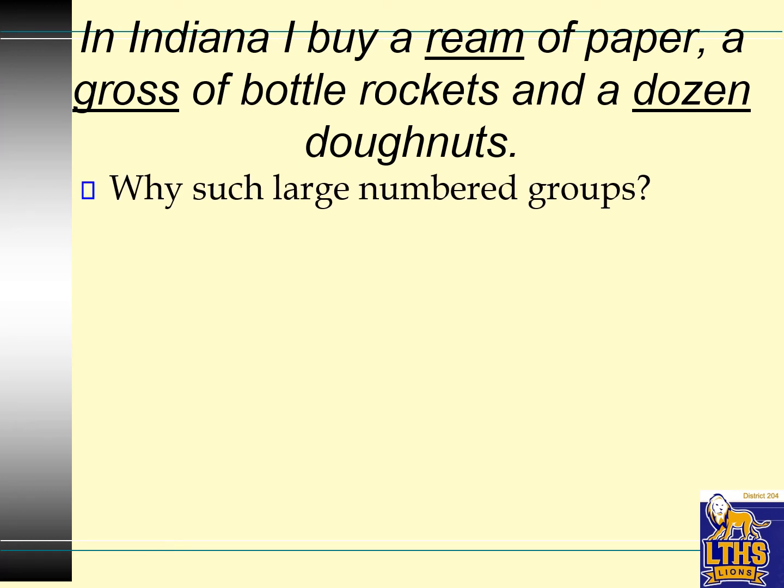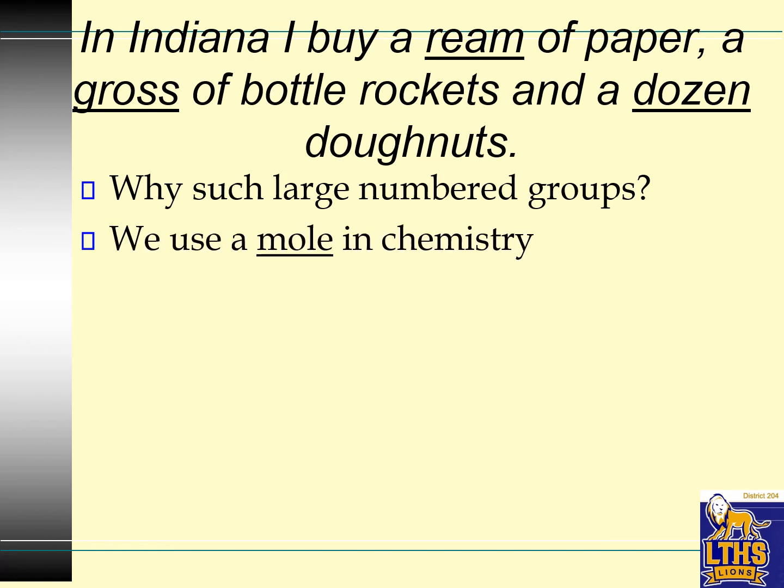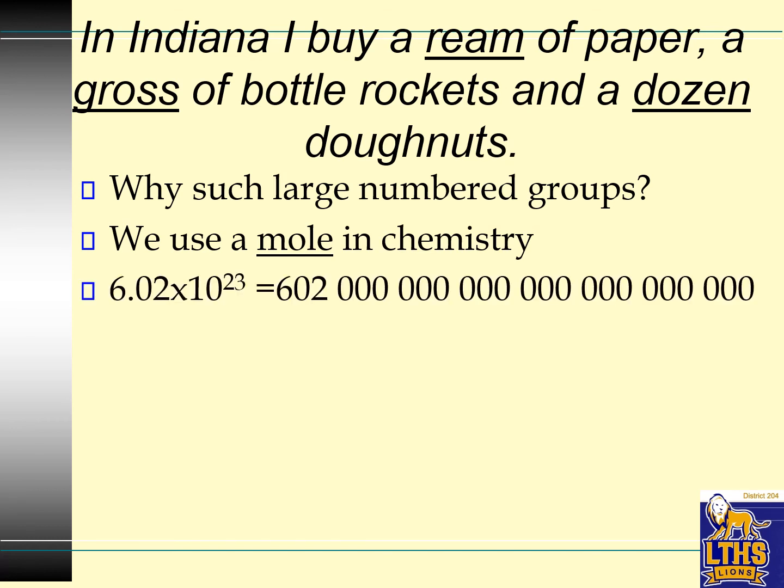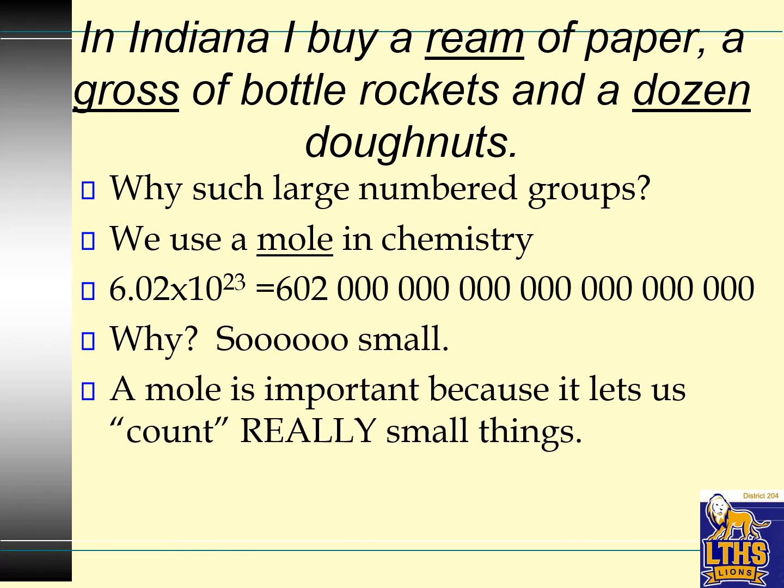Why do I need such large groups of numbers? It's because it's easier. There's a lot of small things. In chemistry, you use a mole. So what is a mole? It's this many things: 6.02 times 10 to the 23rd. Why so many? Because they're really, really tiny.